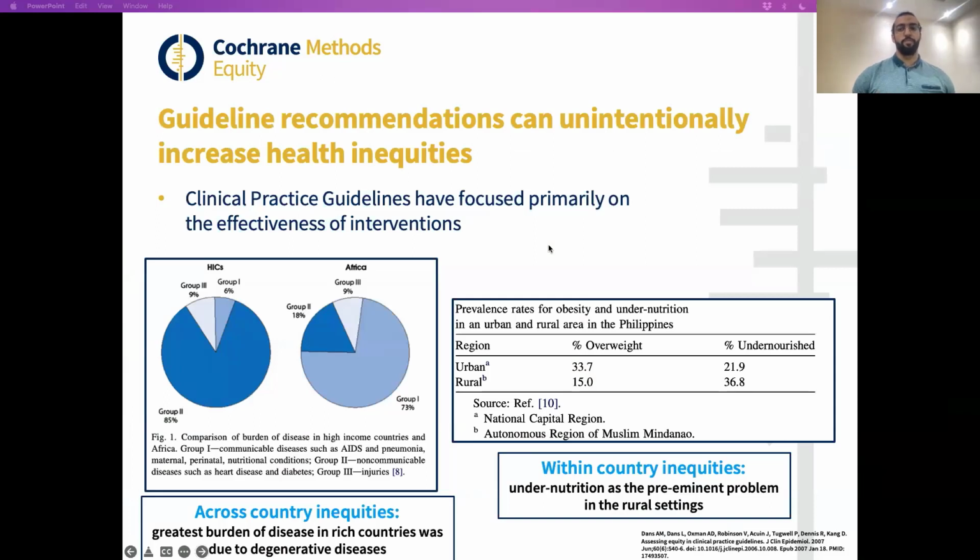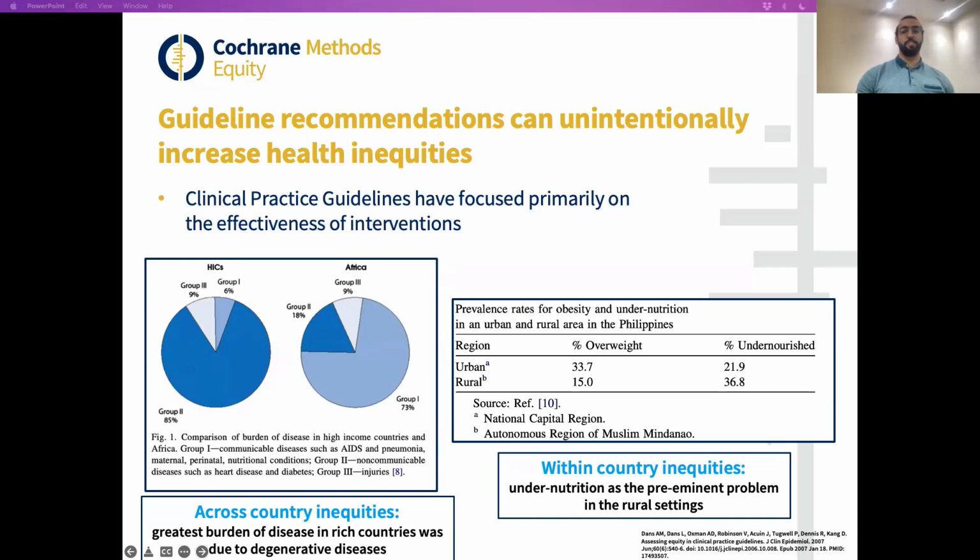So the way that we govern public health practice is usually through guidelines. And guidelines are documents that consist of recommendations to tell the users what they should do in specific situations to obtain the best health outcome. But these guidelines could unintentionally increase health inequities when an intervention is recommended to bring greater benefit to advantaged or low risk groups more than disadvantaged and higher risk groups. And this usually occurs when the guideline developers mainly focus on the effectiveness of the intervention.